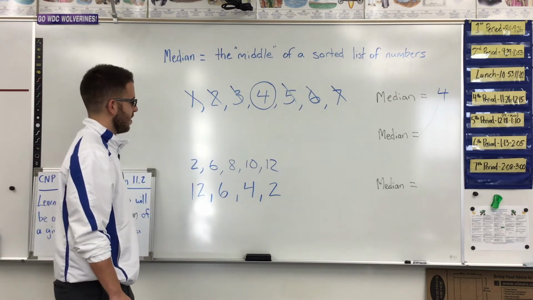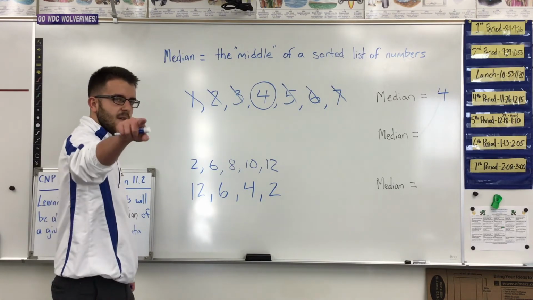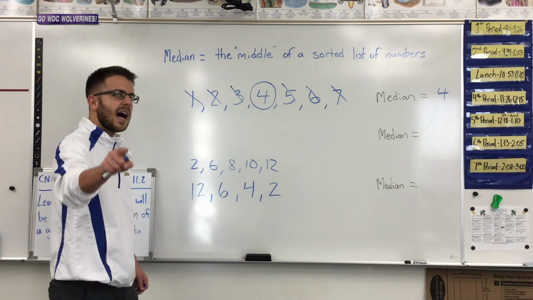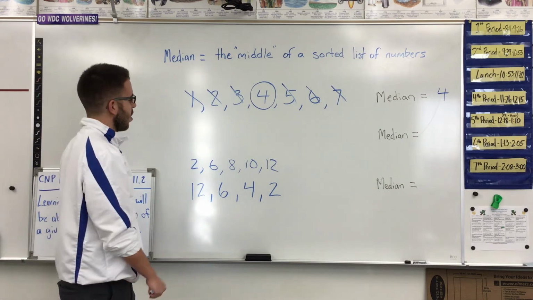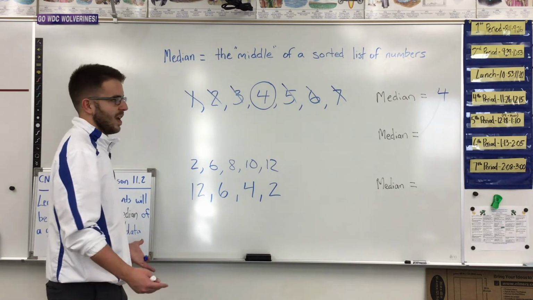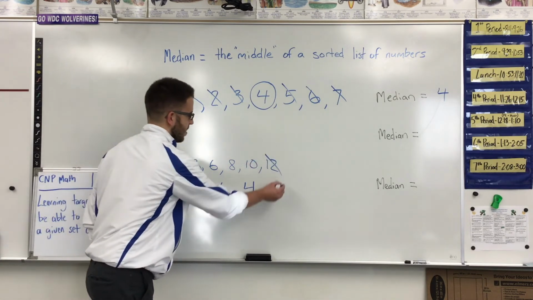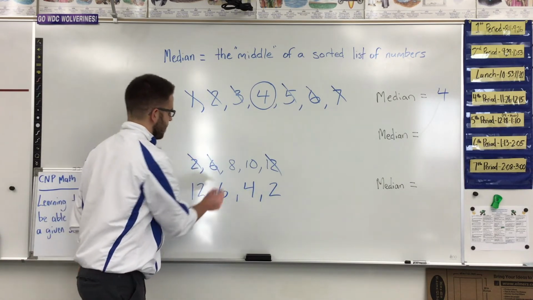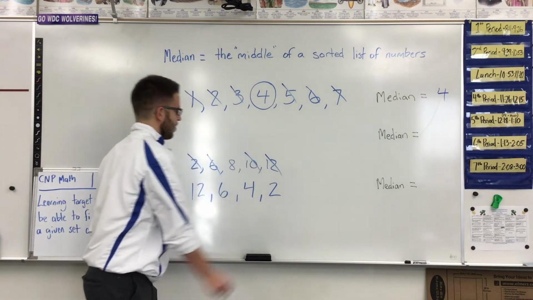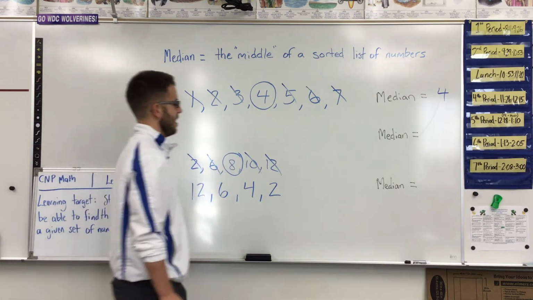How many numbers are there total in that list? If you said 5, you are correct. 5 is an odd number. So after we figure out what the middle number is, the median, we don't have to do anything else. 2 is our lowest number, 12 is our biggest number, 6 is our next lowest number, 10 is our next greatest number, and the median, the middle number, is 8.